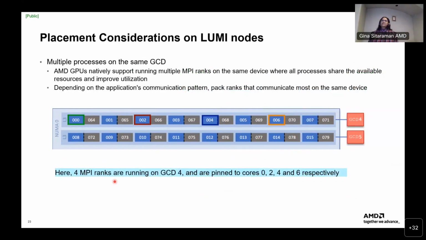Finally, we can run multiple processes on the same GPU device. This is supported natively by our GPUs. For example, here we have 4 MPI ranks, all of them running on this GCD4. We would like to make sure that all of those MPI ranks run on the set of cores that are closest to GCD4. So depending on the application's communication pattern, you may want to pack ranks that communicate the most on the same GPU device and have them run on the CPU cores that are closest to it.